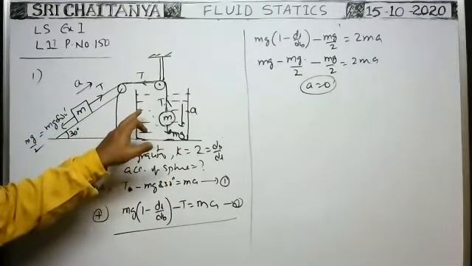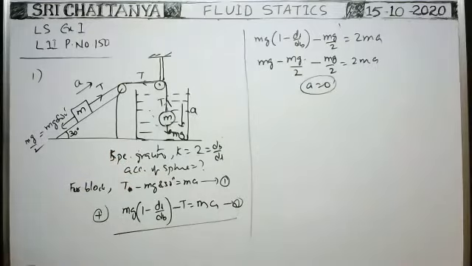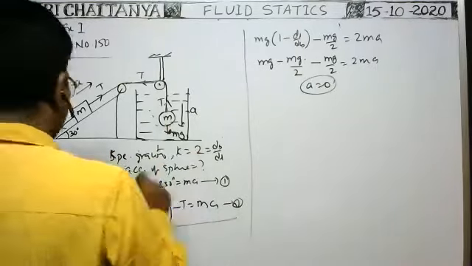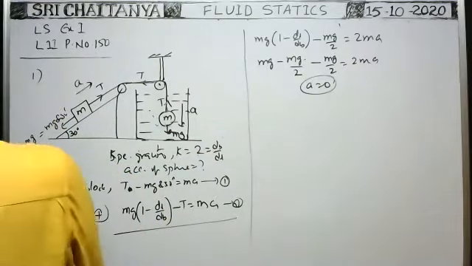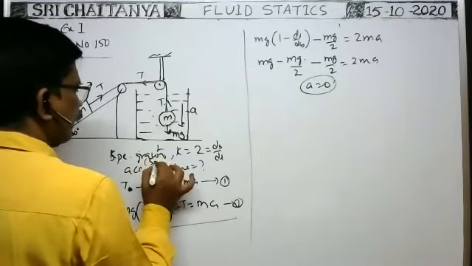The specific gravity of the liquid is given as 2. Specific gravity of the sphere is given. Specific gravity of the sphere, not liquid. Specific gravity for sphere.